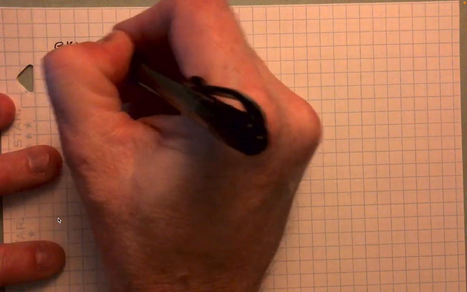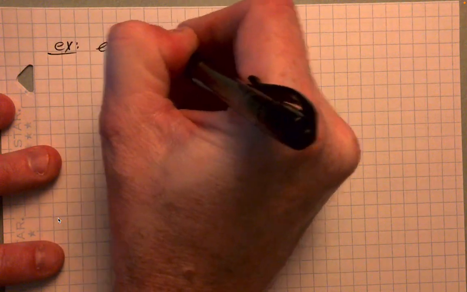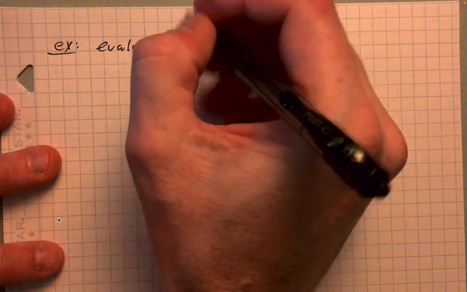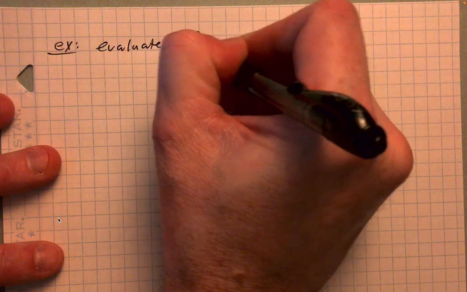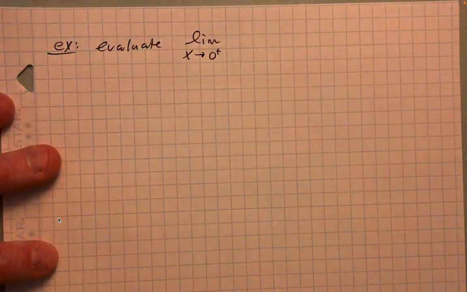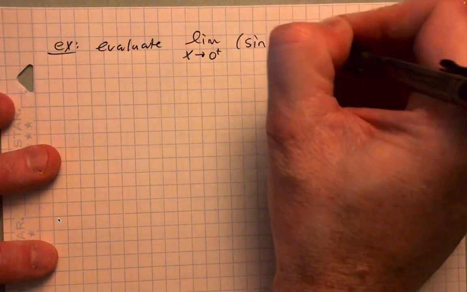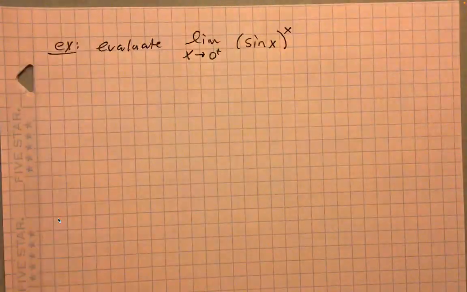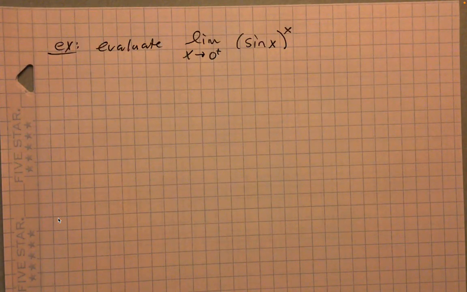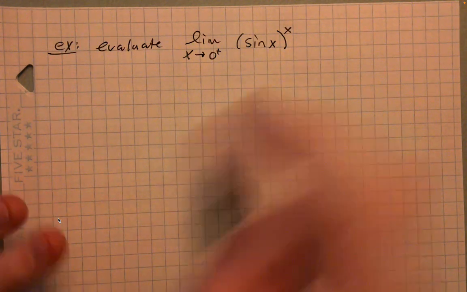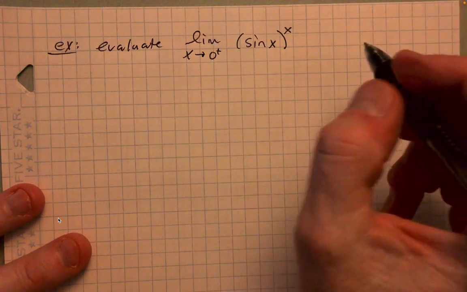Let's maybe do one more. What about this one? The limit as x approaches 0 from the right of sine of x to the x power. Well, this is going to produce the form 0 raised to the 0 power.